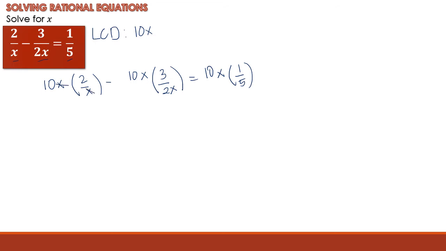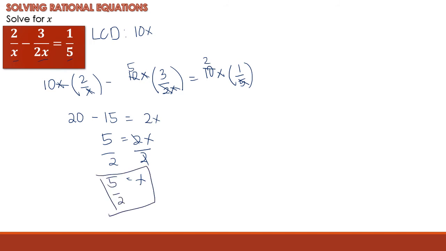Cancel. 10 times 2 is 20 minus, this is 5. Cancel x. So we have 5 times 3 is 15 equals 10 over 5 is 2. 2 times x times 1 is 2x. 20 minus 15 is 5 equals 2x. So dividing both sides by 2, we'll have x equals 5 over 2.